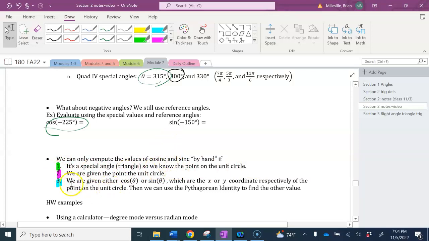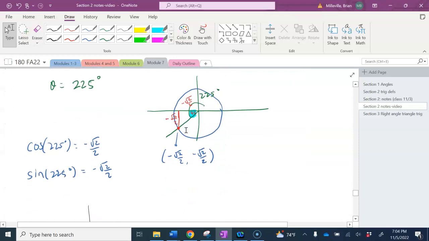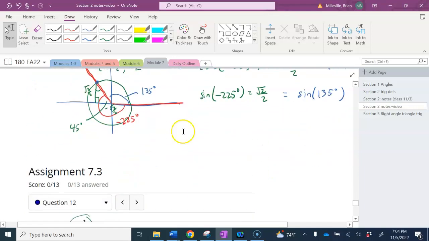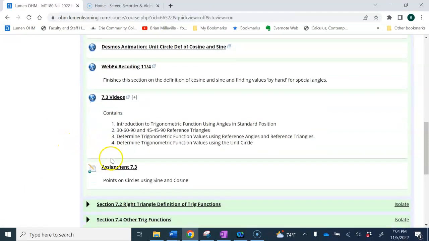Other than that, if we're given either cosine or sine of the angle, then we'll be able to figure out the other one using the Pythagorean identity. And that's what we're going to do in the last example. We're going to get to that problem in a moment, which is number 12 from the homework. I'm just going to open up homework 7.3 quickly.